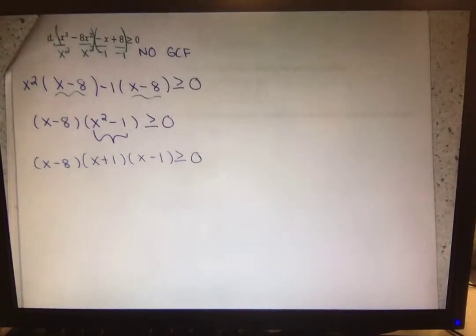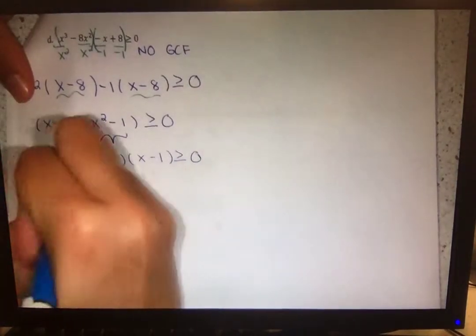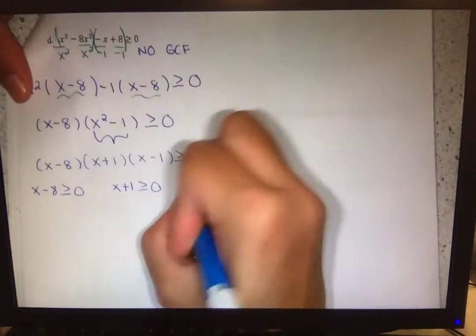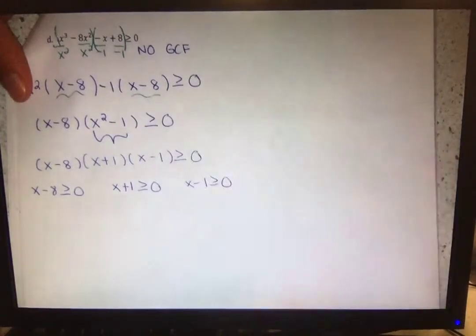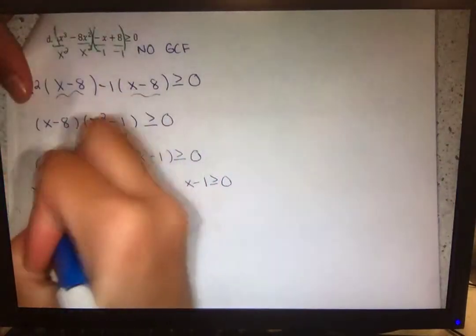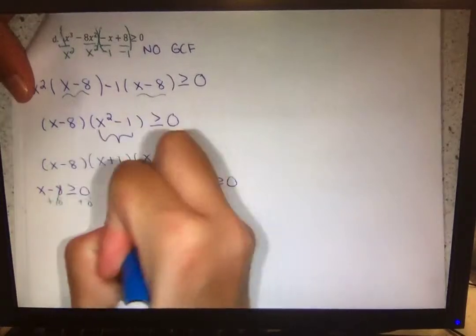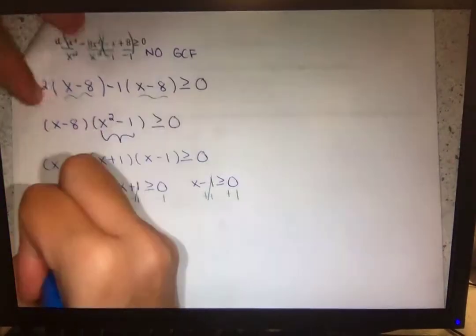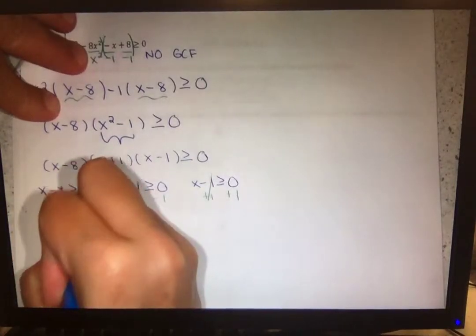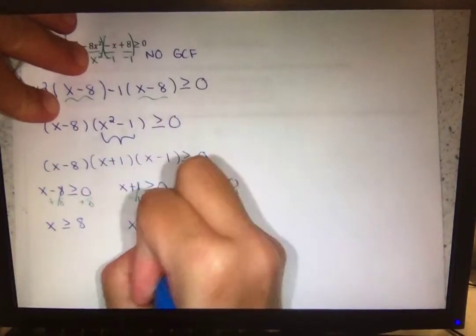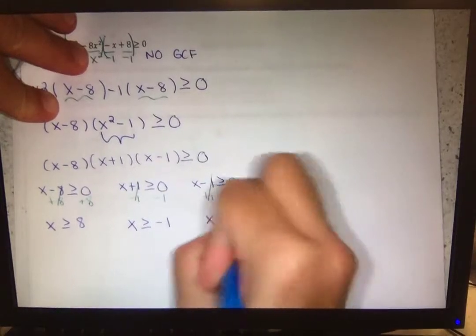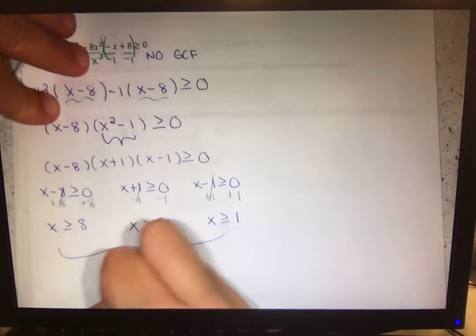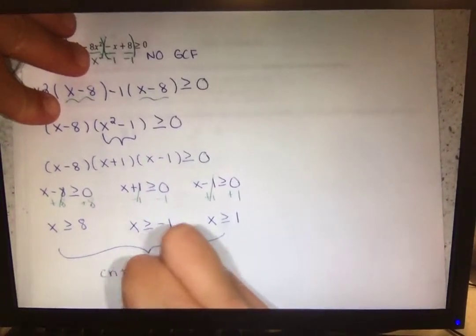So we can set each factor to 0. So x minus 8 is greater than or equal to 0, x plus 1 is greater than or equal to 0, x minus 1 is greater than or equal to 0. Solving each one separately, we get our critical values of x is greater than or equal to 8, x is greater than or equal to negative 1, and x is greater than or equal to positive 1. So we have 3 critical values that are going on our number line.